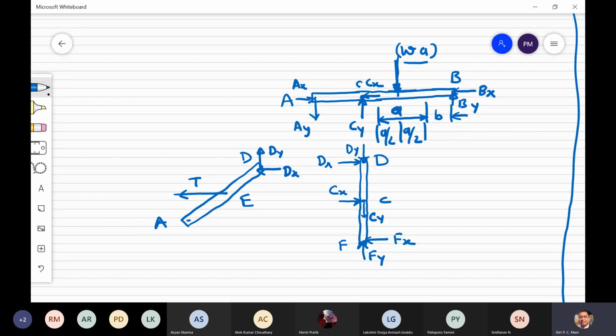Here at E the tension will be there, and at A, reverse of that one, Ax here and Ay here, so Ay will be reverse to that one. Now these are the free body diagrams of the three linkages.